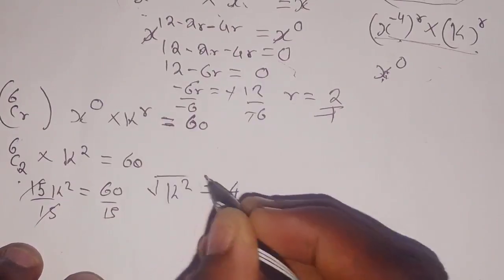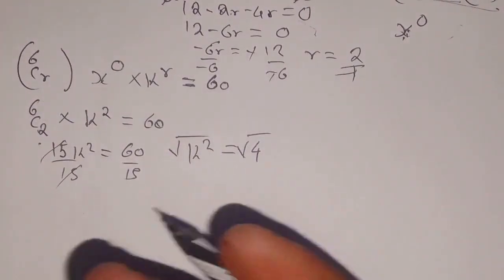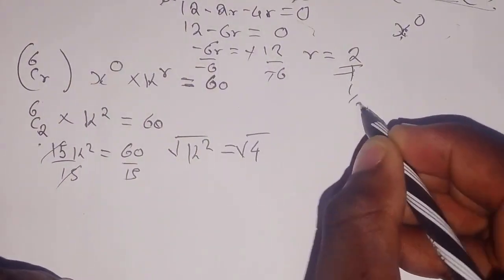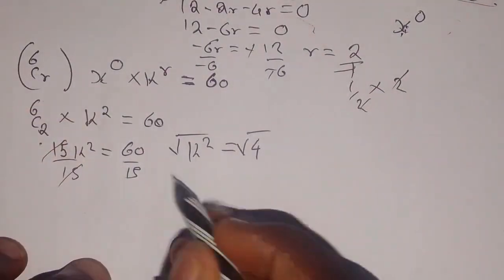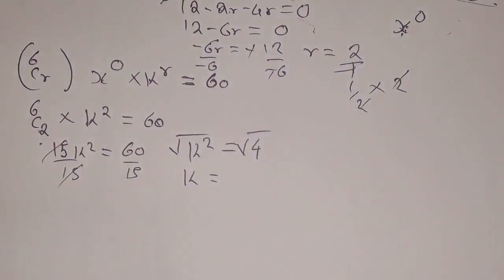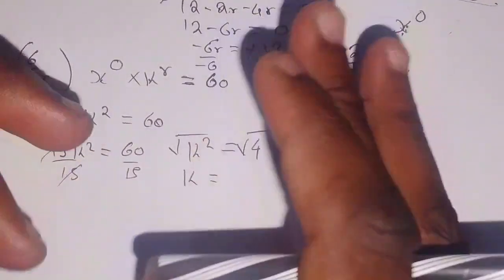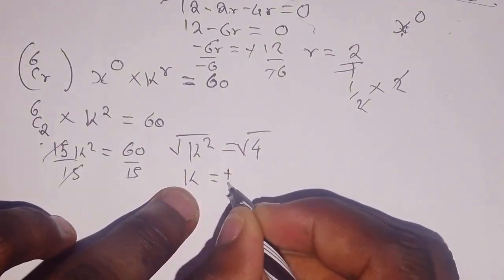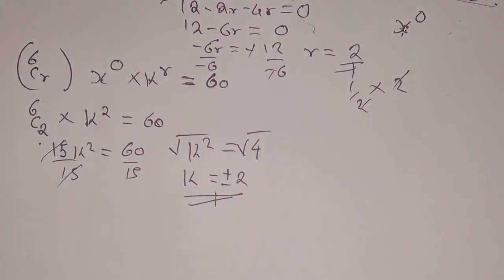So we are going to have the square root. The square root and the square are going to cancel each other, because the square root, in another way, can be written as 1 over 2. So 1 over 2 multiplied by 2 and this will cancel. Hence we're going to have k is equal to, so the square root of a number is either positive or negative. So the square root of 4 will give us positive or negative 2. So these are the values for k, and remember this carries 4 marks in an exam.